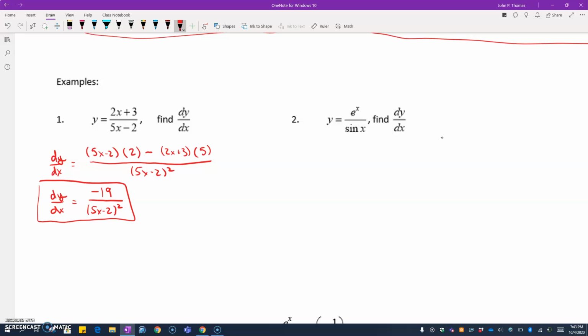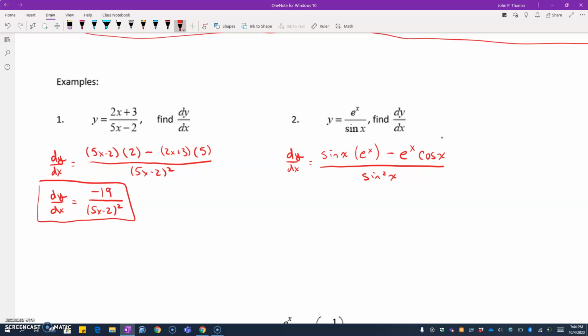So when I go to number 2, I'm going to approach that in a very similar way. I've got dy dx is what I'm finding. So we're going to go low, which in this case is sine x. D high, which is the derivative of e to the x, which is just e to the x. That's our weird one where it's the derivative of itself. Minus high, e to the x, d low, derivative of sine. Derivative of sine is cosine, so I have cosine x. And that's all over low squared, which is sine squared x.